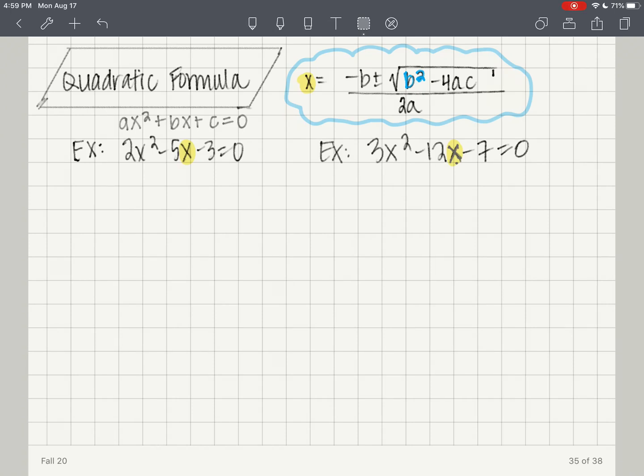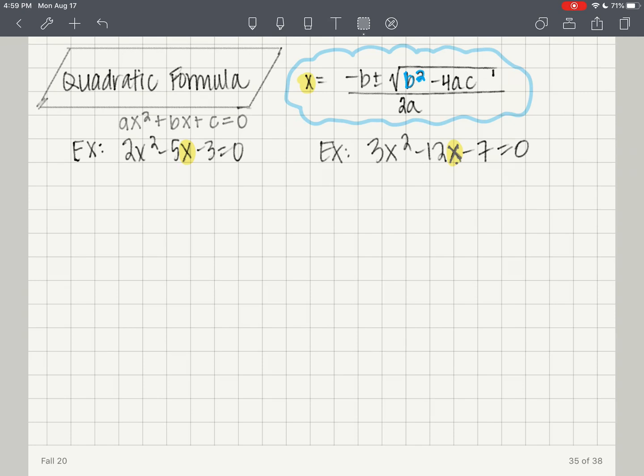Here we have the quadratic formula, and the quadratic formula is x equals the opposite of b plus or minus the square root of b squared minus 4ac all over 2a. That's a handy formula that you should have pretty much memorized, because we use it all the time throughout future math classes. You've learned it in previous math classes.